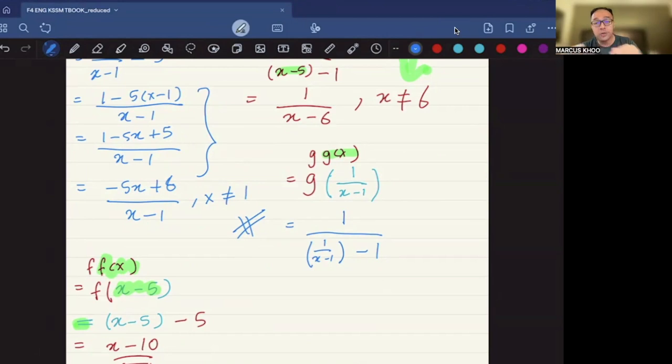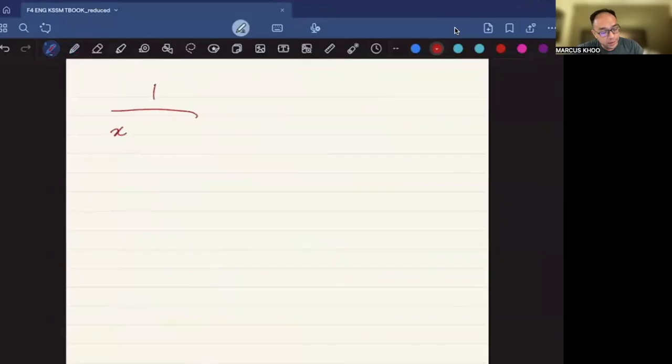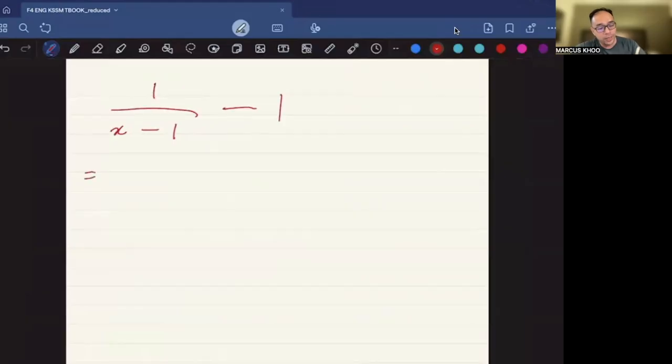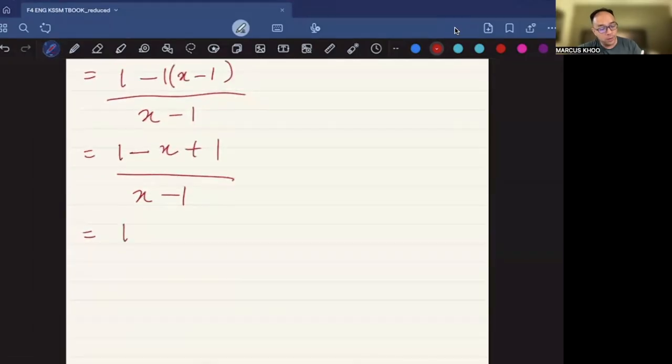First of all, I'm going to dissect this. I want to just take a look at the bottom part first: 1 over x minus 1, the whole thing minus 1. I just want to see the bottom part only. When I simplify this, I will cross multiply 1 minus 1 times x minus 1 over x minus 1. I'm making the fraction the same at the bottom. So this will give me 1 minus x plus 1, over x minus 1. This will give me 2 minus x over x minus 1.